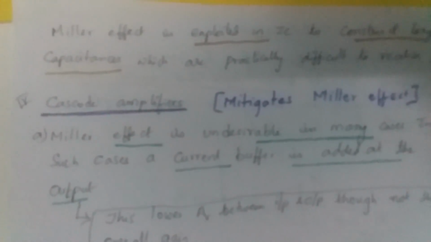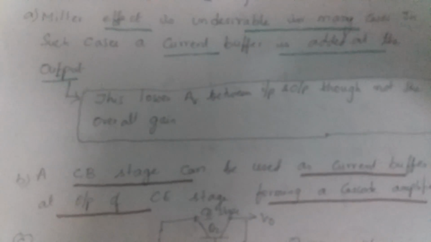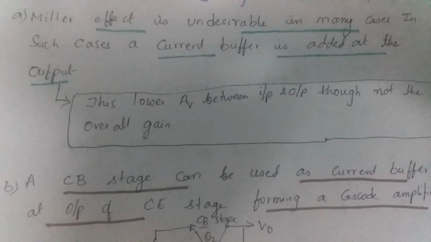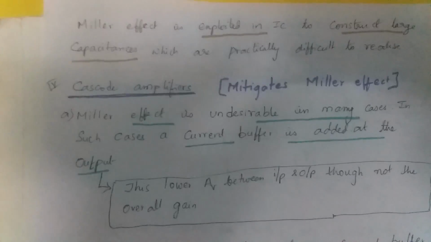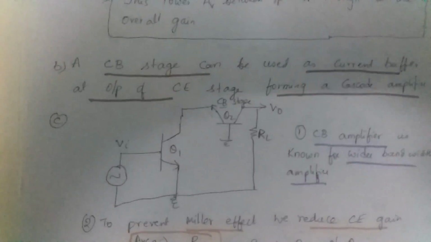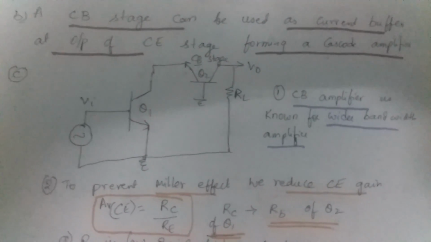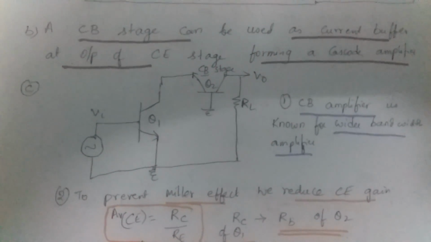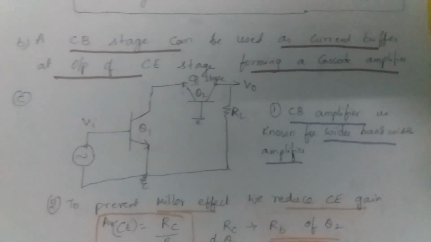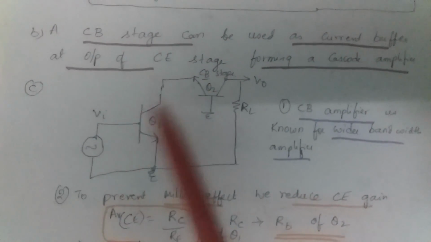What is the cascade amplifier used for? You are using it to mitigate Miller's effect. Miller's effect is undesirable in many cases. In such cases, a current buffer is added at the output. What happens? This lowers AV between input and output, though not the overall gain. So here you see, a CB stage can be used as a current buffer at the output of a CE stage, forming a cascade amplifier. So a cascade amplifier consists of a CE stage followed by a CB stage.